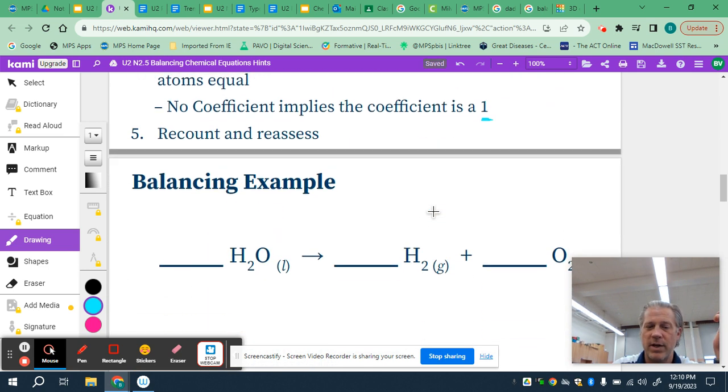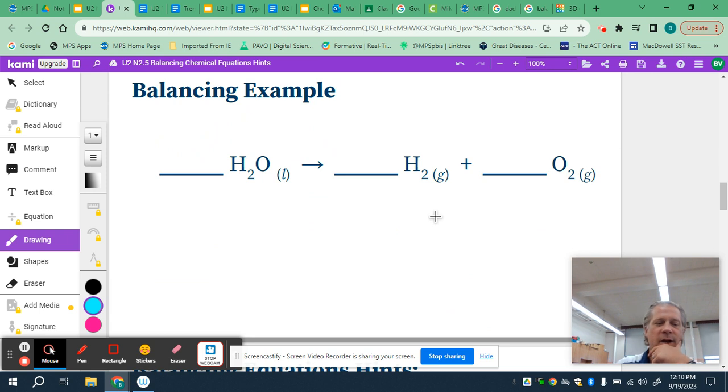So let's do a few examples. Here I have H2O breaking apart into H2 and O2. I'm going to start by identifying the number of atoms that I have. So I have H on the left side and I have O on the left side. Then I'm going to start counting. There's a 2 behind the H, so I'm going to put a 2 here. There's nothing behind the O, so I'm going to put a 1 here. There's a 2 behind the H, so I'm going to put a 2 here. There's a 2 behind the O, so I'm going to put a 2 here.